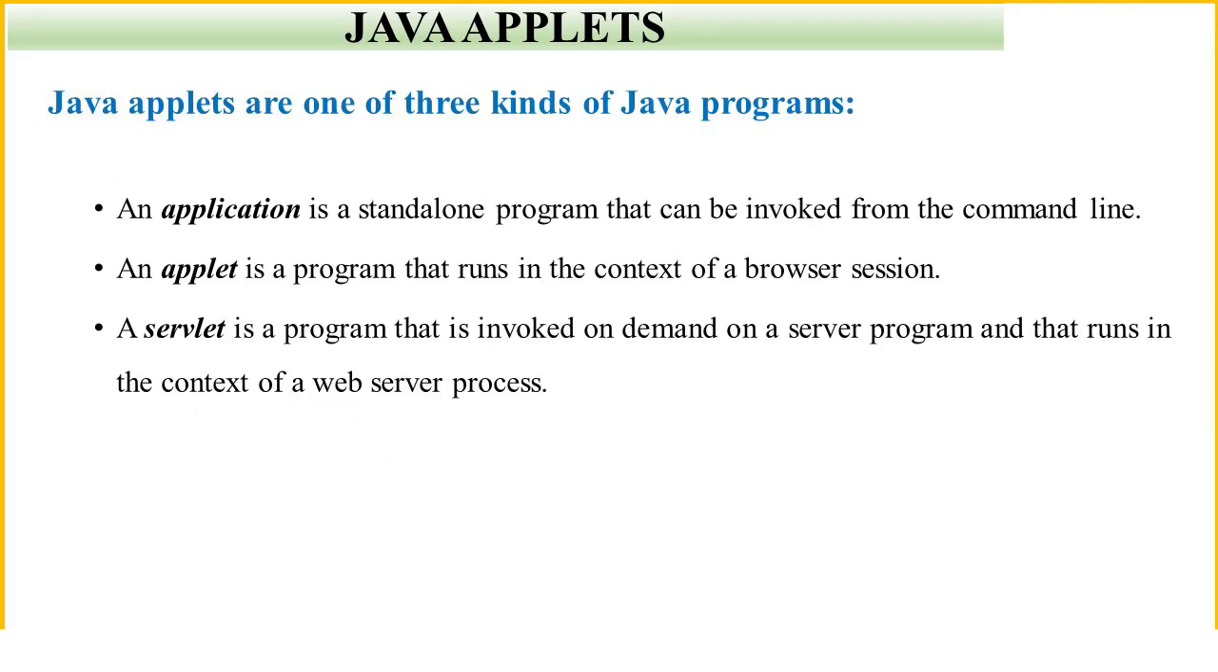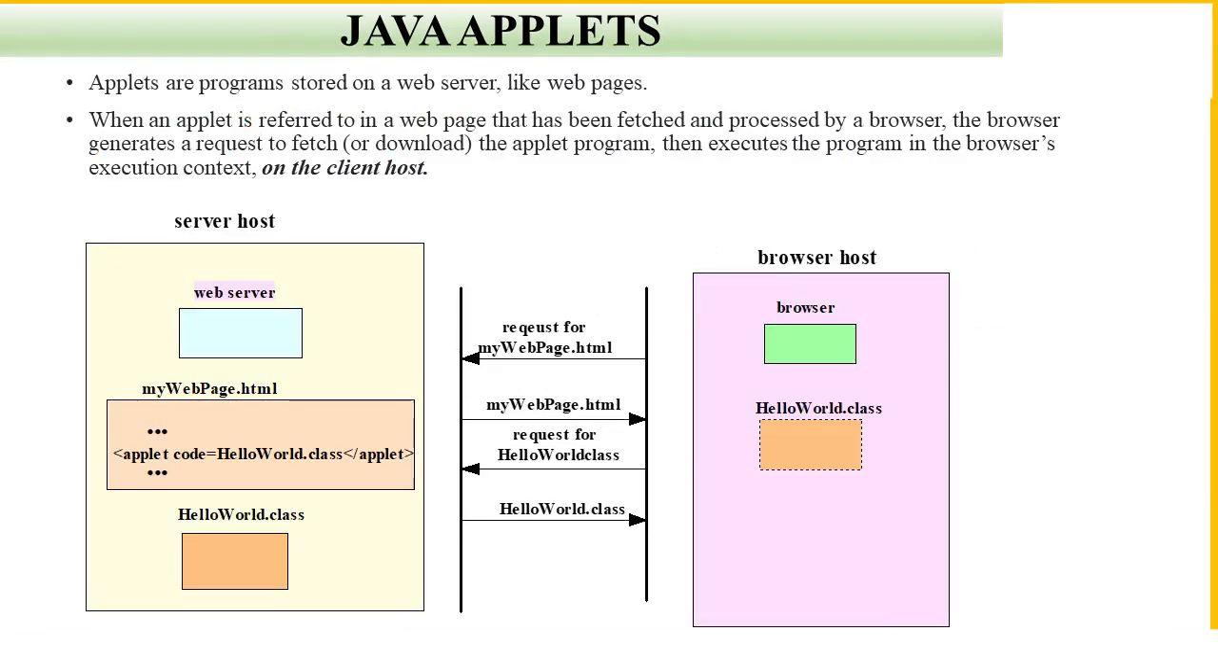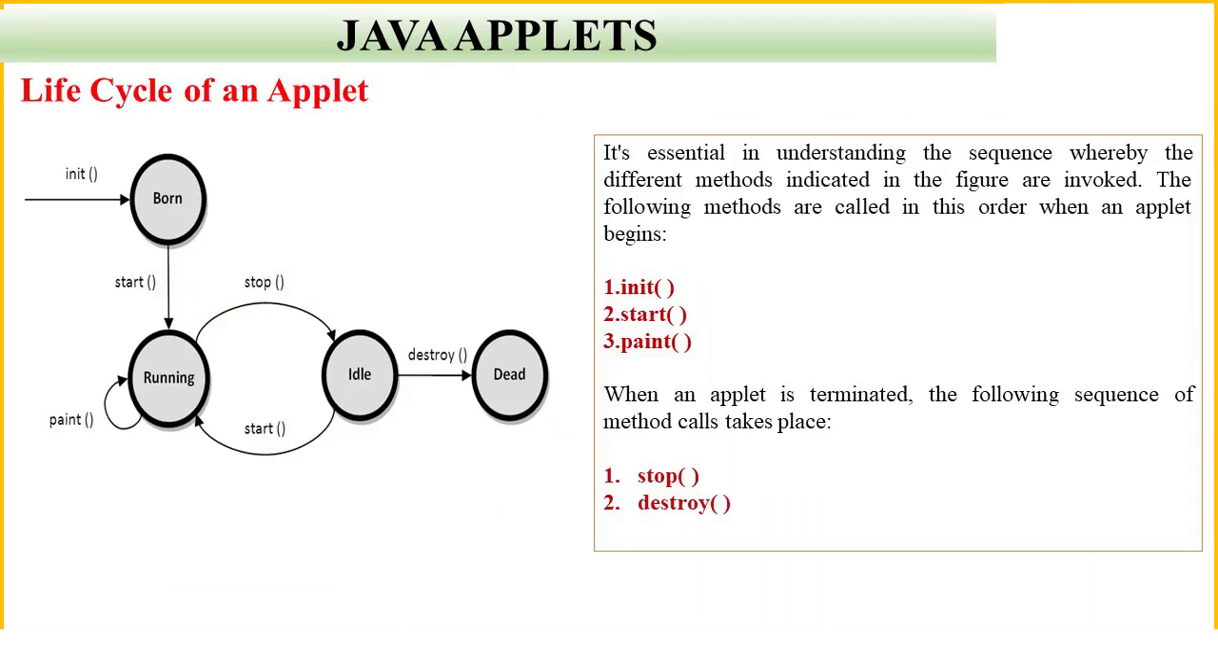Java programs are of three kinds. An application is a standalone program that can be invoked from the command line. An applet is a program that runs in the context of a browser session. A servlet is a program that is invoked on demand on a server, running in the context of a web server process. You have a diagrammatic representation of the server host and browser host and how they interact together. So when an applet is referred to in a web page, this diagram represents how it is done.